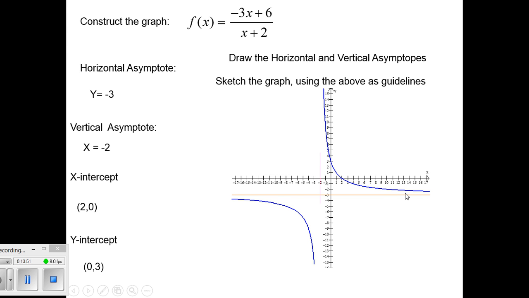The end behavior illustrates that as x moves towards infinity, the function moves towards the line -3. As x moves towards -infinity, the function moves towards that horizontal asymptote of -3. So there you have it, our introduction to rational functions.